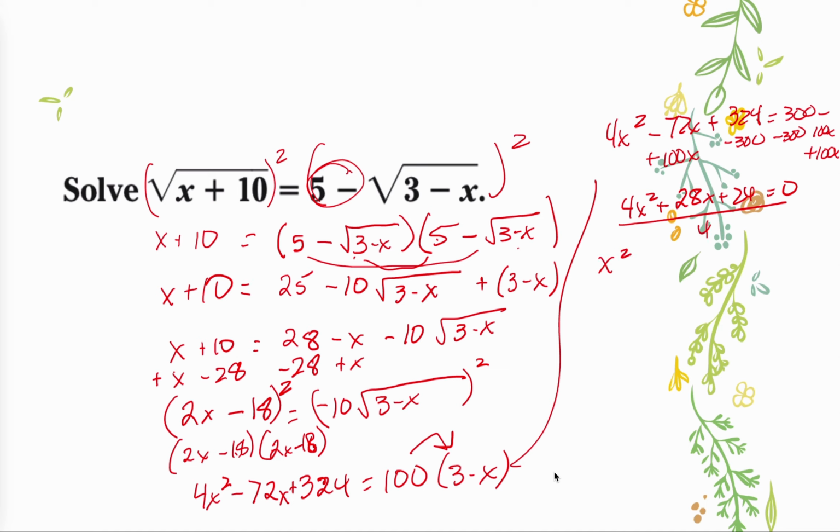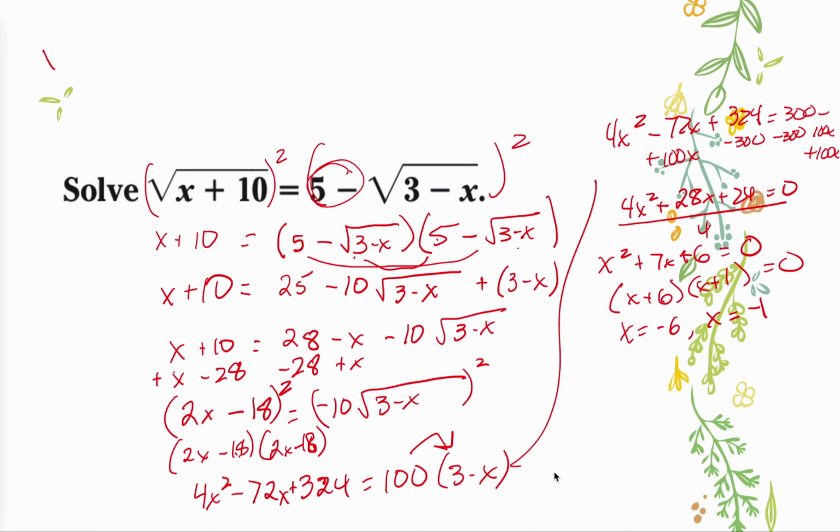And so this will be x squared plus 7x plus 6, and that factors into x plus 6 and x plus 1. Which means that x equals negative 6 or x equals negative 1. And then we want to try plugging these in again.